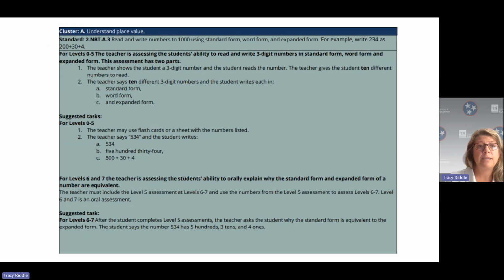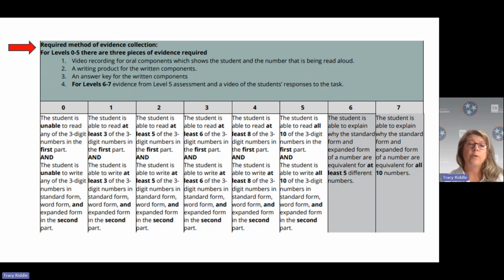Once you have this, then you're going to look at your required levels of evidence. For this standard, there are several pieces of evidence that are required for you to submit. First, the video recording for the oral components, where the students read the number aloud. Make sure again that you have shown the student and the number that they are reading.